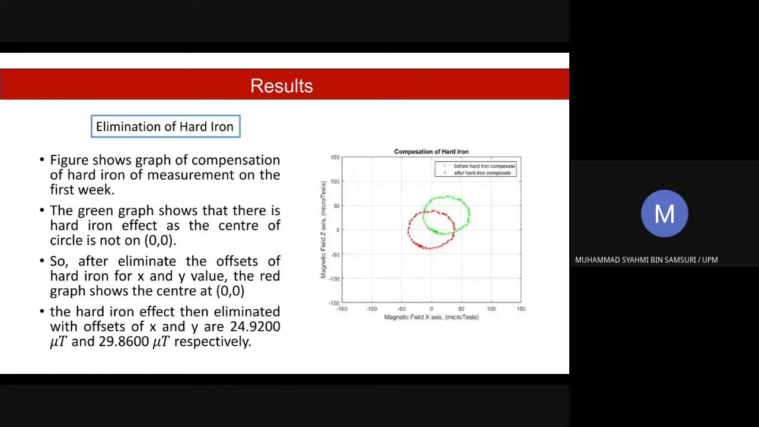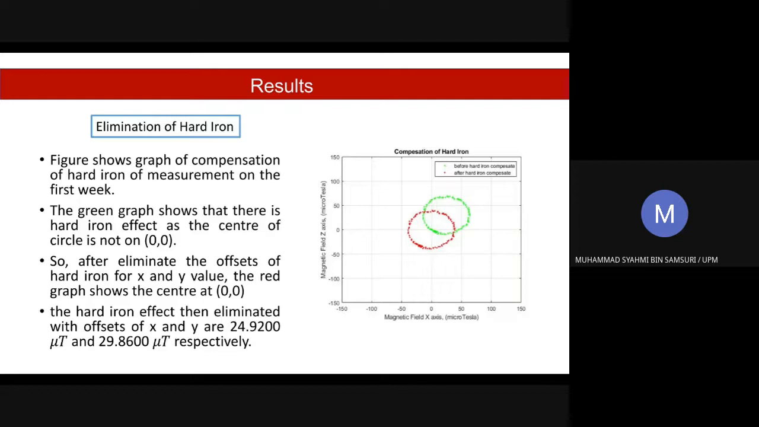If you want to know whether there is a hard iron effect, we can see it on the green circle. The green circle is not at the center 0, 0, so it shows that there is hard iron distortion. After we eliminate it by using the formula, we get the red circle, which is at the center of 0, 0.